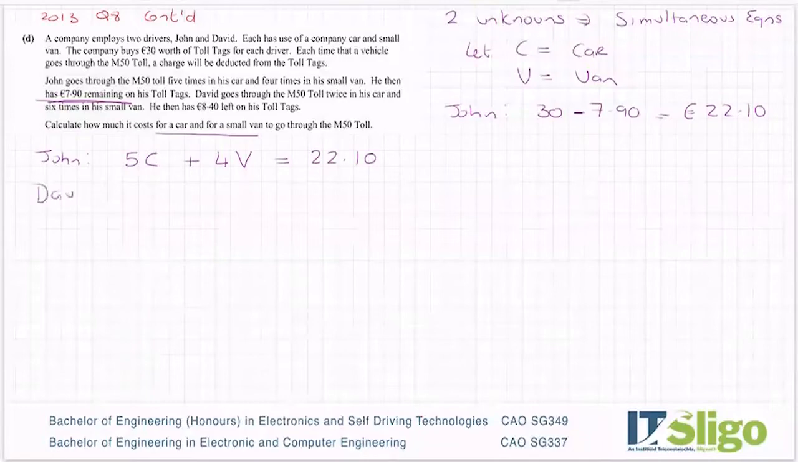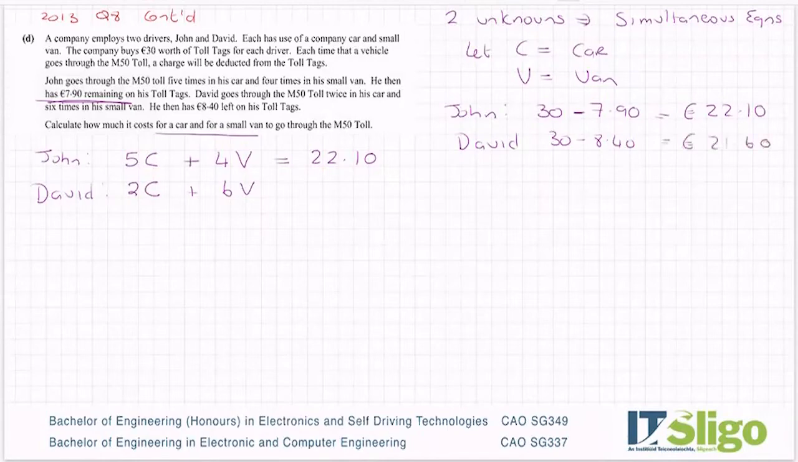And then let's try David. David goes through the M50 toll twice in his car, so 2 tolls for the car, and 6 times in the van. And he has 8.40 left, so he has spent 21.60 euros. And that's your simultaneous equation set up. So if it tells you to develop an expression or come up with an equation, that's what they're looking for, those two lines there.